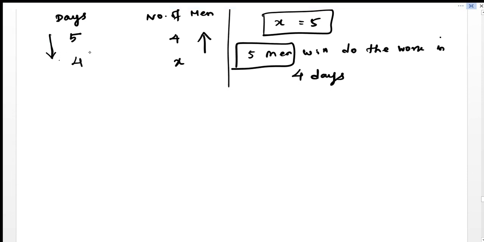I'm going to tell you another method. For this, one has to know the concept called, if x men can do a piece of work. So this concept is very important.